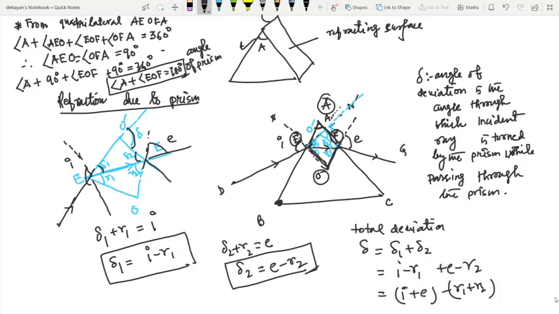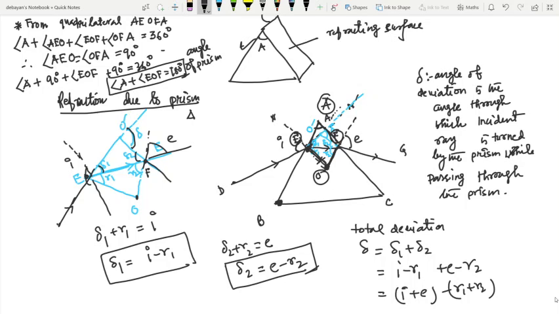Again, if we consider the triangle EOF, the angles are R1 and R2, and the angle EOF, so that R1 plus R2 plus angle EOF equals 180 degrees.